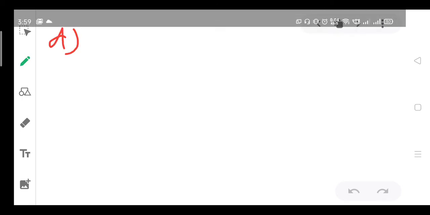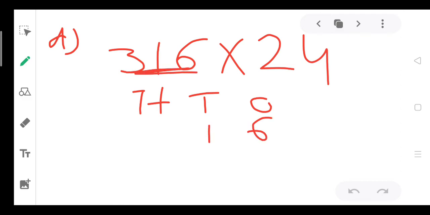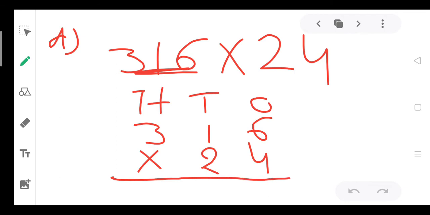Next question is D part. 316 you have to multiply by 24. Same steps you have to follow. Firstly, write the places at the top. Then start writing firstly the multiplicand, the bigger number, 316. Then the multiplier 4 and 2. Put the sign of multiplication, and now you will start your calculation.